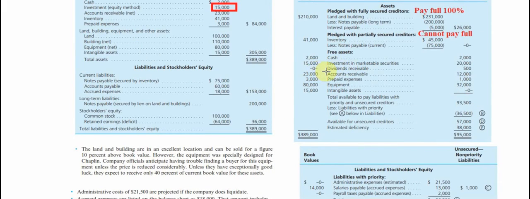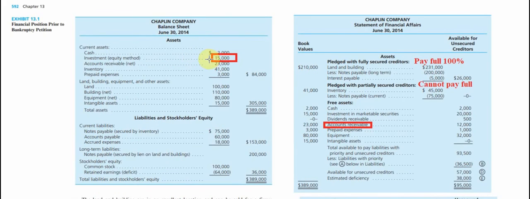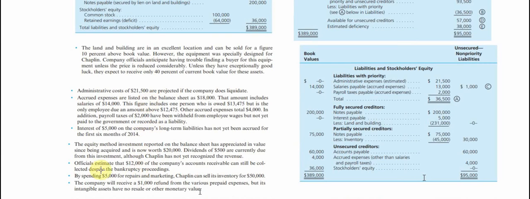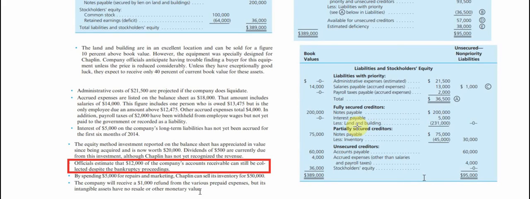The next one is about account receivable. We have 23,000 here, and we sell it. We get about 12,000, and they provide that here too, because they sell the account receivable and receive 12,000.